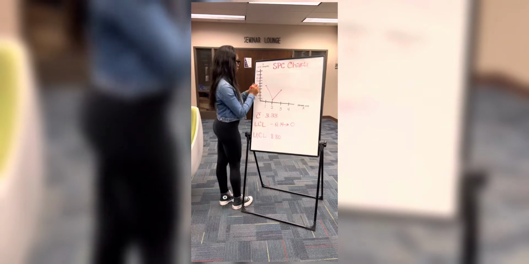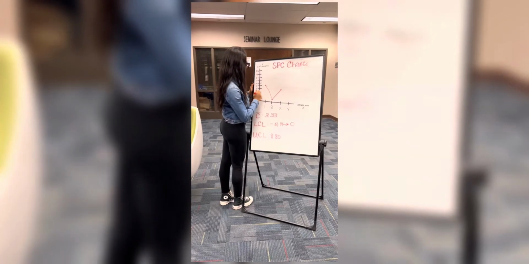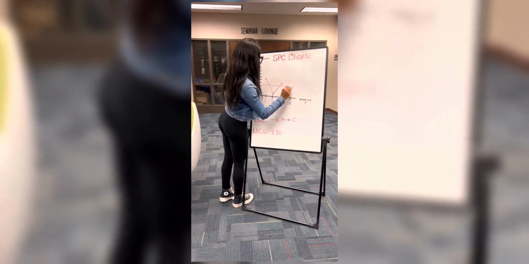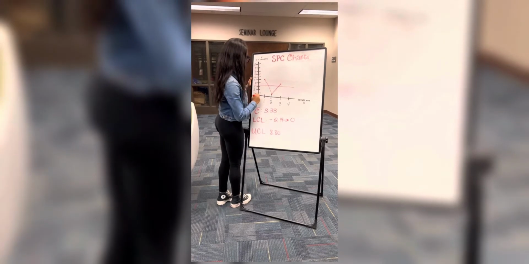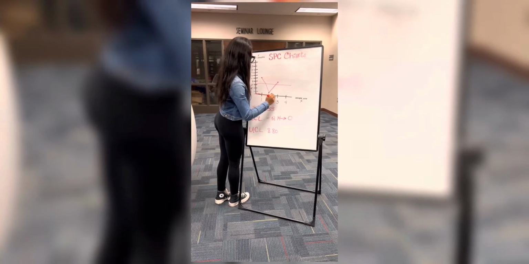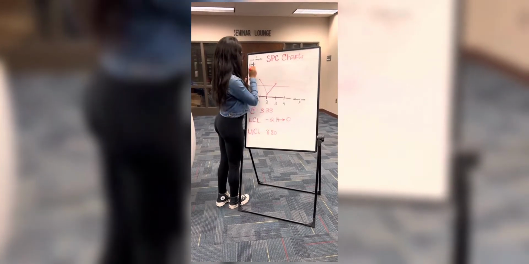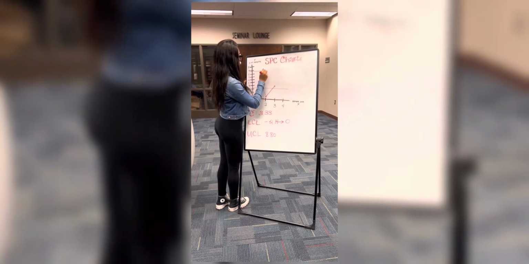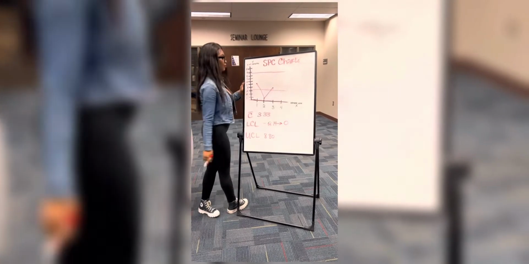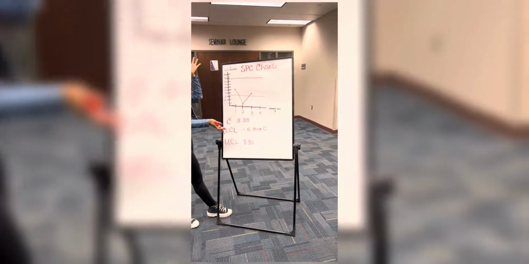Once you connect all your data points, you'll then move on to your C bar, which ended up being 3.33 for our chart. Your UCL and your LCL. Our UCL came out to be 8.8, and our LCL came out to be negative 2.14. But considering that we had a negative point, we equal it out to 0.